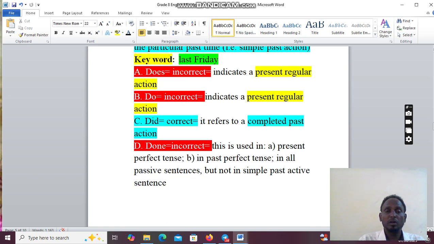Because the time is already specific. And done, the verb done, also can be used in the past perfect tense and in passive sentences, but not in a simple past active sentence.